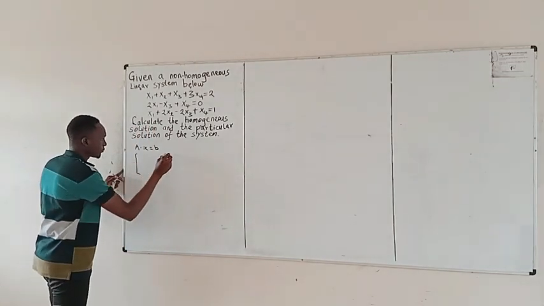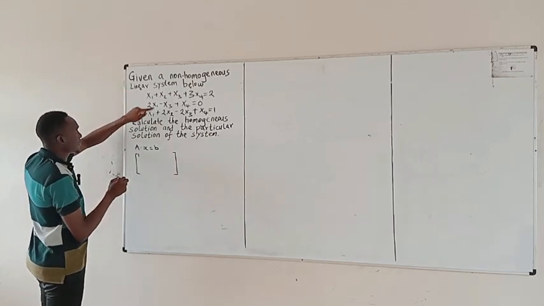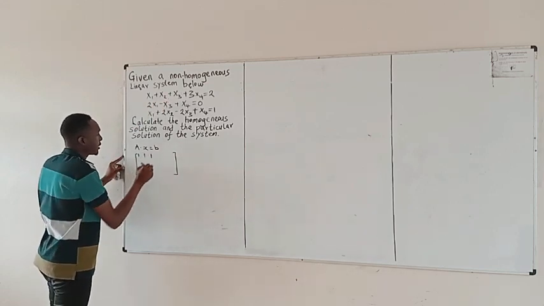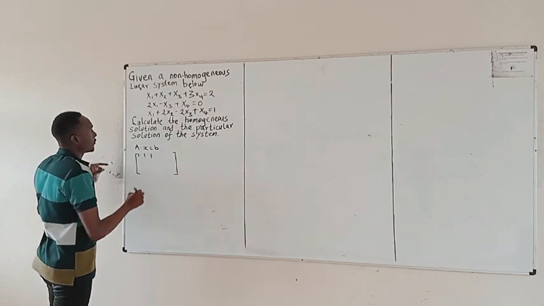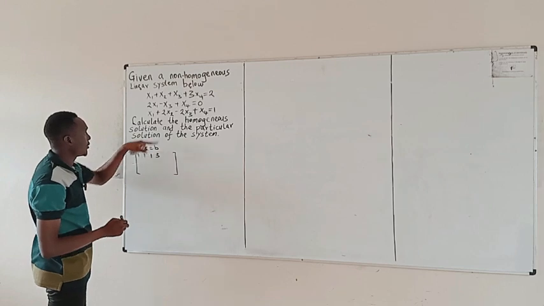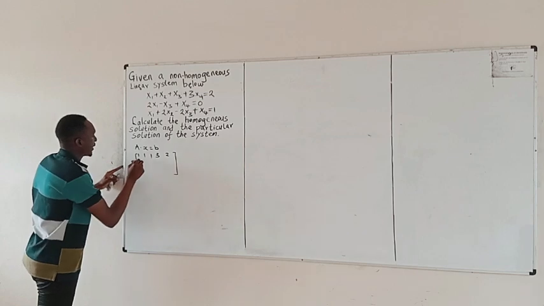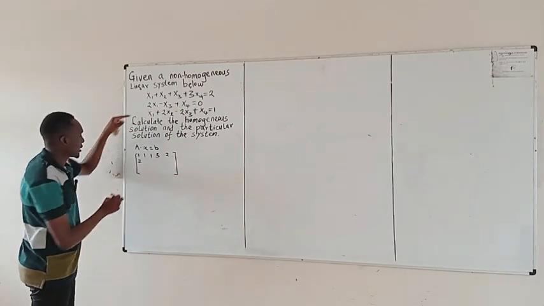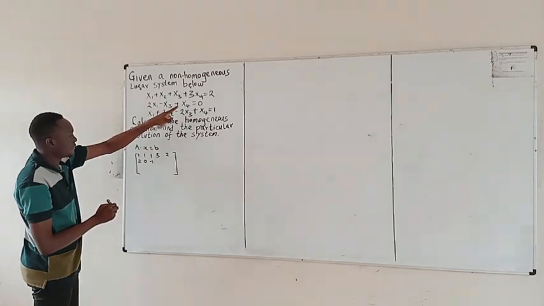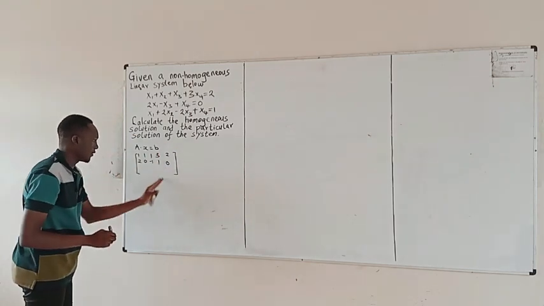That will be: the coefficient in front of x1 is 1, the coefficient in front of x2 is 1, the coefficient in front of x3 is 1, the coefficient in front of x4 is 3. Our B is 2. Then the coefficient in front of x1 is 2. Since we don't have x2, it's 0. The coefficient in front of x3 is minus 1. The coefficient in front of x4 is 1. Our B is 0. These are our B values.